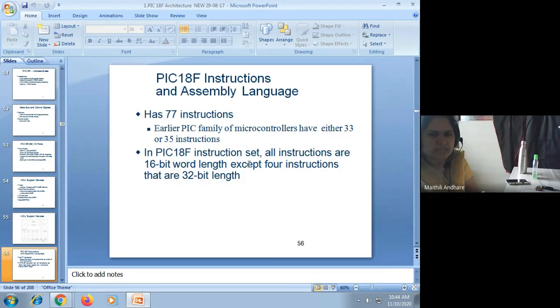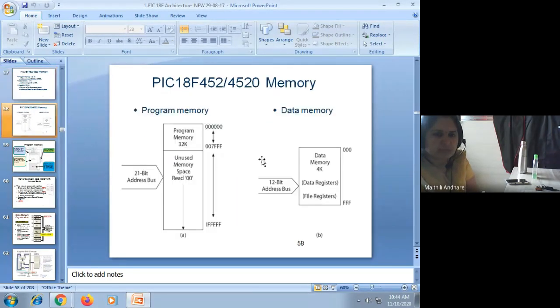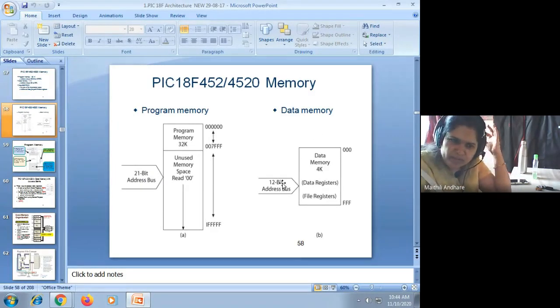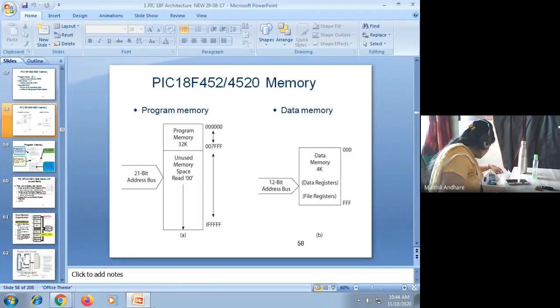77 instructions are available. So according to the size of the memory and the size of the address bus, this is actually the program memory and data memory organization. That we will study in detail in the next lecture because it is a very lengthy one. You will not understand it now and the time is almost over.